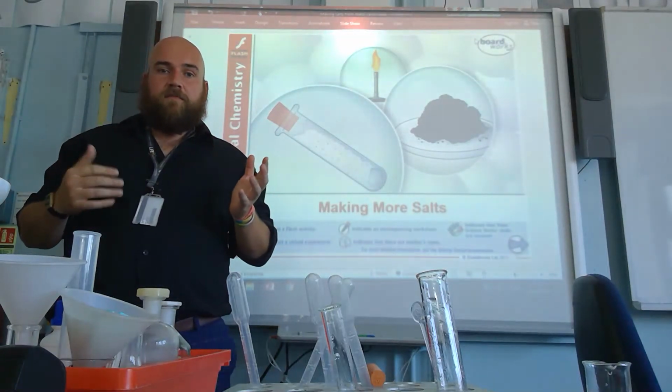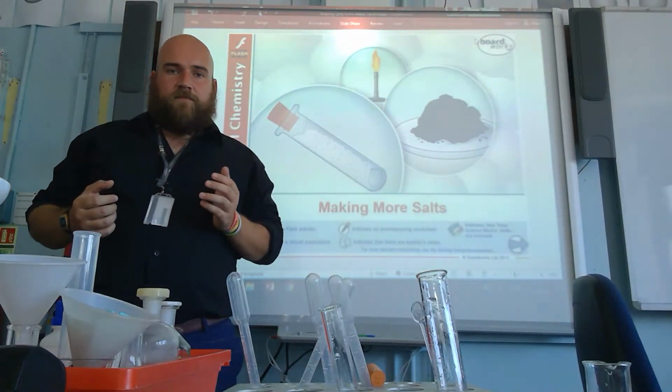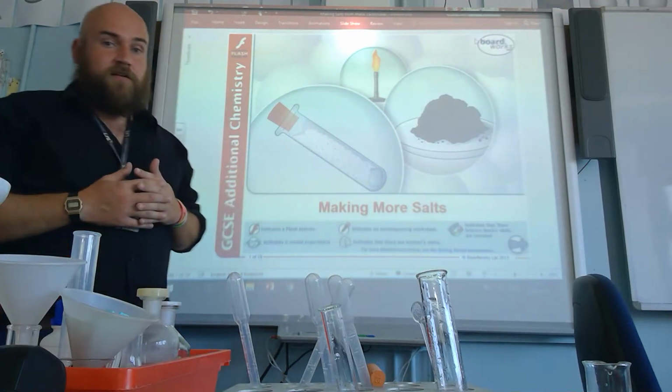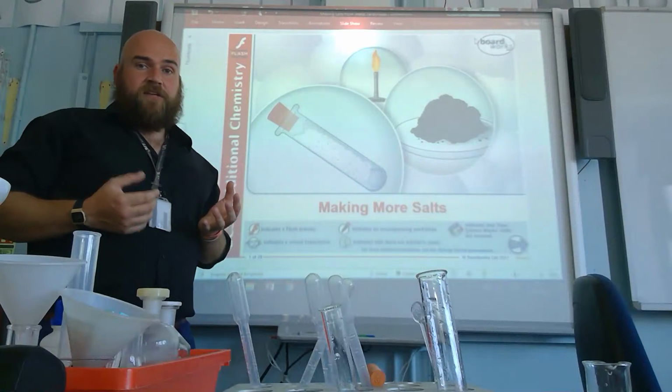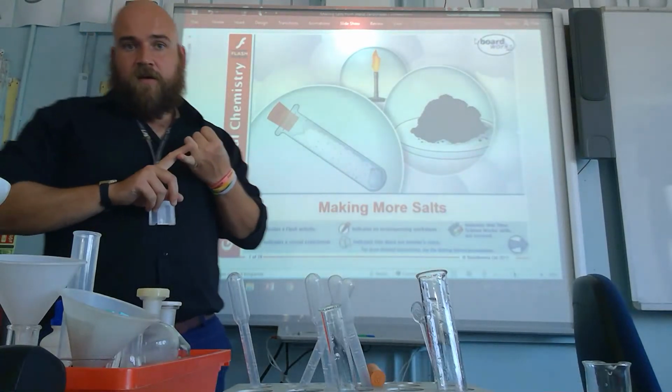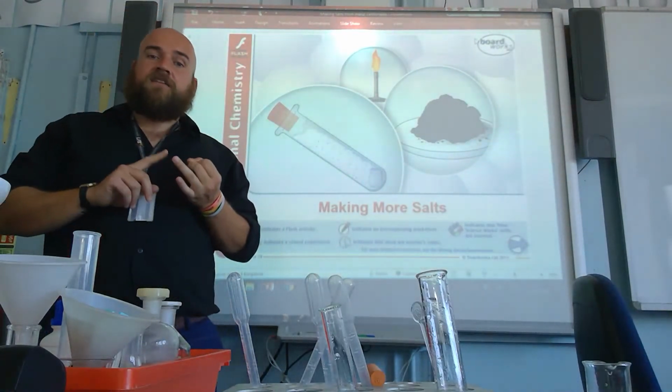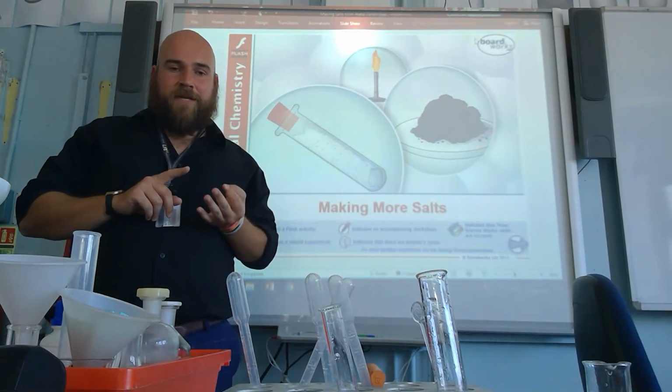method for making the magnesium sulfate crystals. We're going to carry on today by starting to look at how we can make salts from carbonates. So we've looked at making salts from metals, we've looked at making salts from metal oxides. Today we're going to look at making salts from metal carbonates.